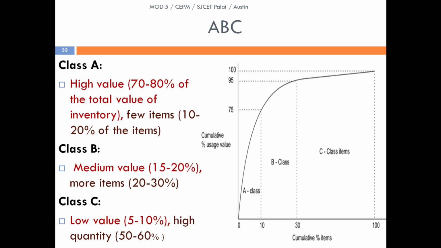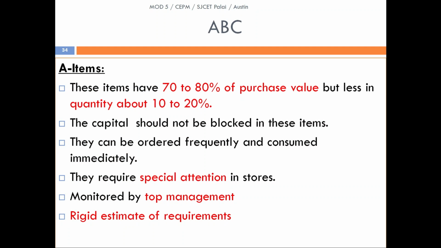If you see class C, you could see a greater difference between A and B. In class C, around 70% of the material, the cumulative percentage of items, accounts for just between 100 and 95, which means just 5% of the value. So this class A, class B and class C designation is being explained in this graph with cumulative percentage of items on the x-axis and cumulative percentage usage value on the y-axis.